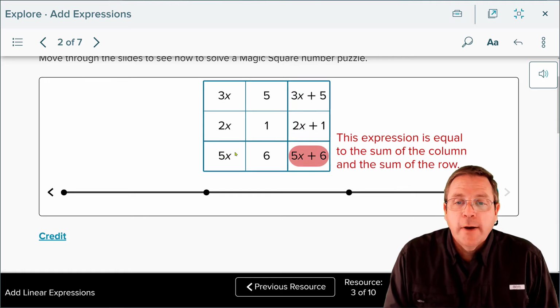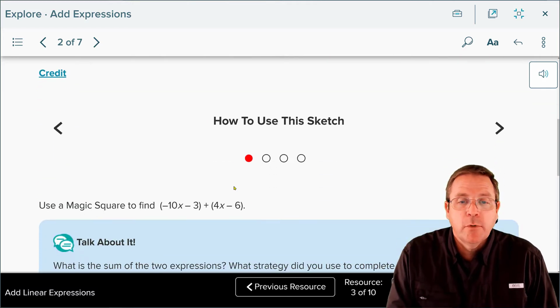Well, when you add the 3x and the 2x, you get your 5x here. When you add your 5 plus 1, you get the 6 here. Same thing, when you add 5x plus 6, you get 5x plus 6. Okay, that's pretty simple. I think we can pull this off.